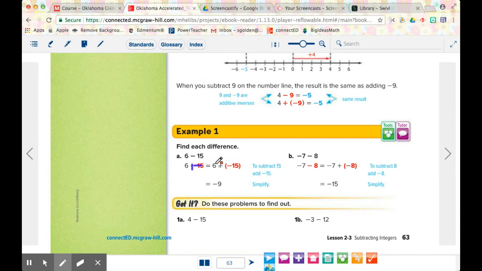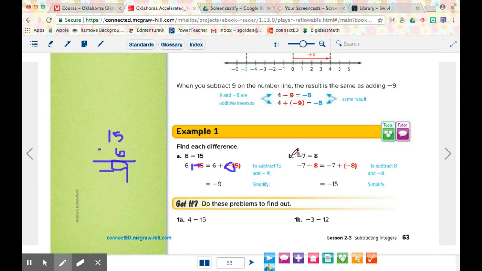Now we're adding with a positive and a negative. So since they're different signs, following our addition rules, I just take the digits, 15 and 6, take the bigger one, minus the smaller one. 15 minus 6 is 9. Then when I go back and look, 15 was bigger, so I see that 15 was negative, so it is negative 9.